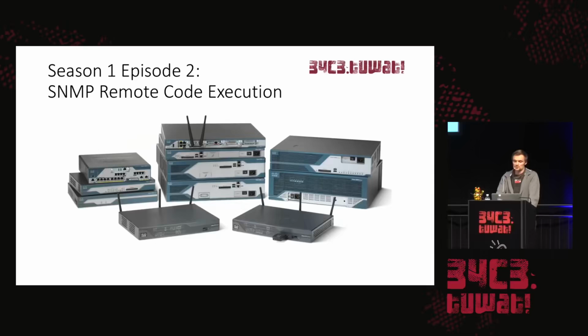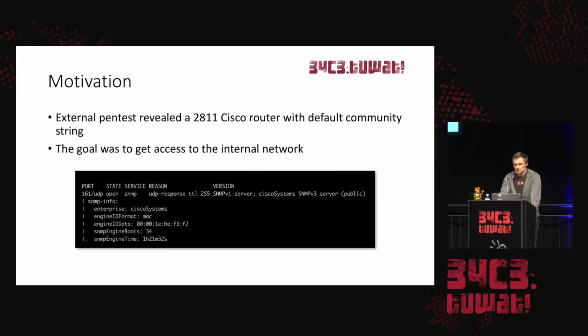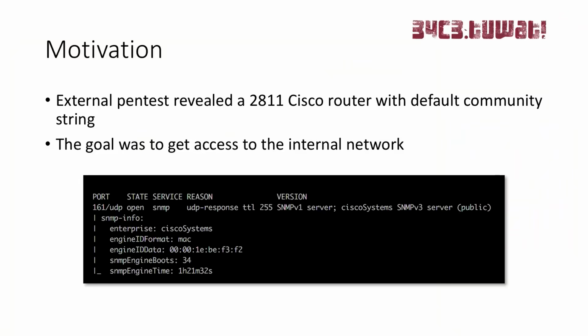SNMP remote code execution. The actual motivation behind this research was that I was conducting an external pen test, and an Nmap scan revealed that a Cisco router with a default community string was available. So the goal was to get access to the internal network.